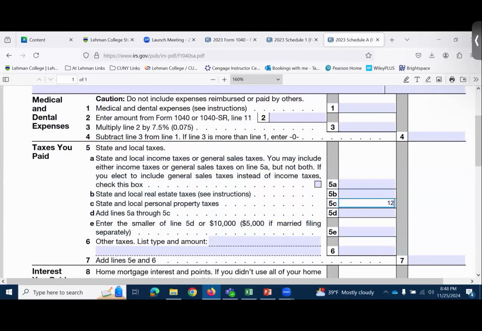And if this line is $12,000, adding all these up, A, B, and C equals D, enter the smaller of line 5D, which is 12,000, or 10,000. Which number is smaller, 12 or 10? 10. So there's a limitation on taxes of $10,000. You can't deduct more than $10,000. This was a new thing that happened in 2017. This line here wasn't there prior to 2017.